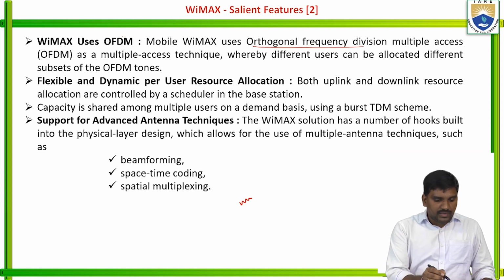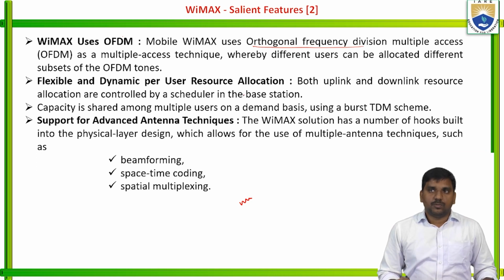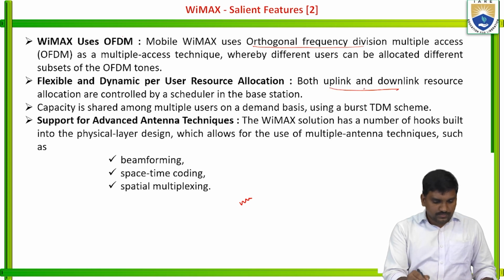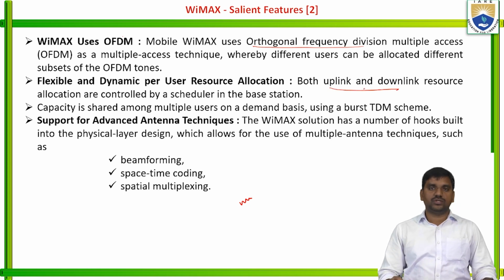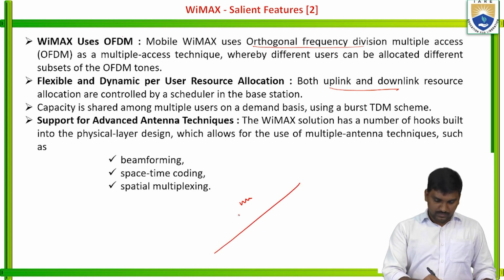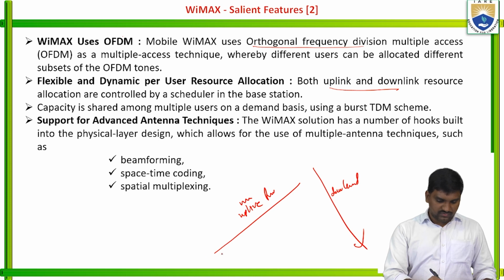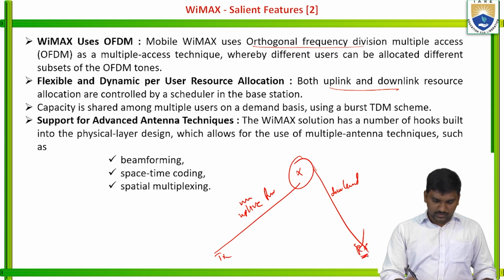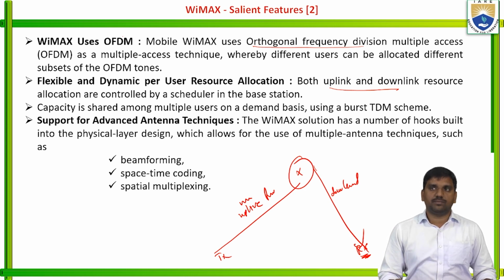Next, flexible and dynamic per user resource allocation. Both uplink and downlink resource allocation are controlled by a scheduler in the base station. Uplink frequency, this is downlink frequency, transmitted to a certain point, and from that point to the receiver. Capacity is shared among the multiple users on a demand basis using a burst TDM scheme, time division scheme.